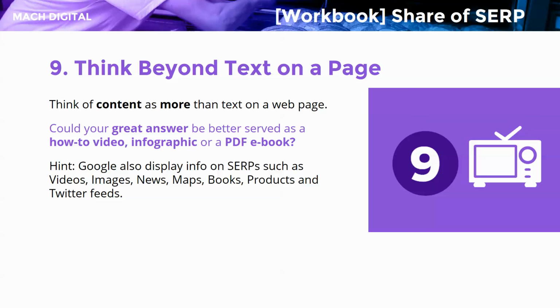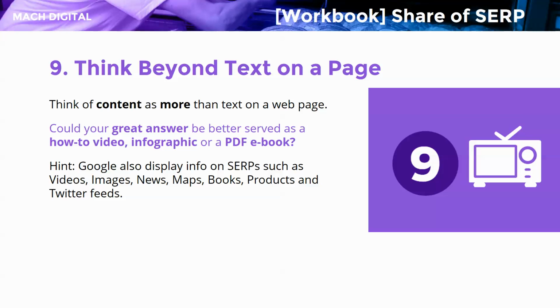Number 9, thinking beyond text on a page. Yes, there is more to a website than just text. Content is much more than just text on a web page. For some time now, since universal search, Google has indexed a hell of a lot more than just content. So other stuff comes up on SERP, such as videos, images, news articles, maps, books, products, Twitter feeds, all sorts of stuff. So while we're talking about creating great content for a page, can you take it to the next step? You've got that great answer.